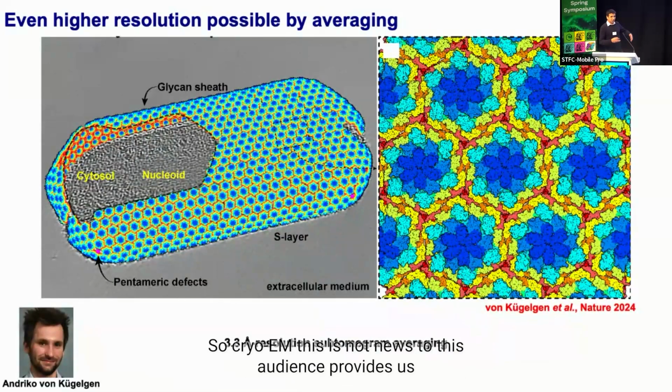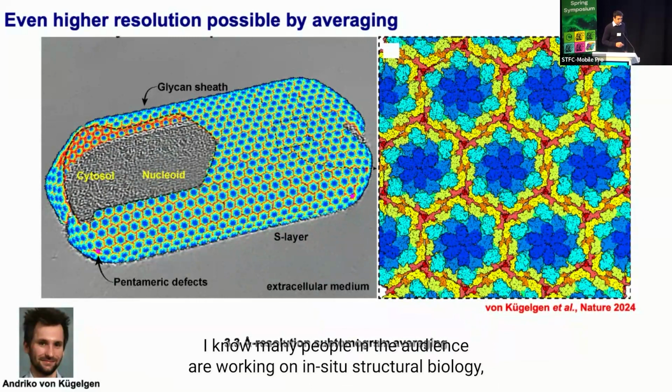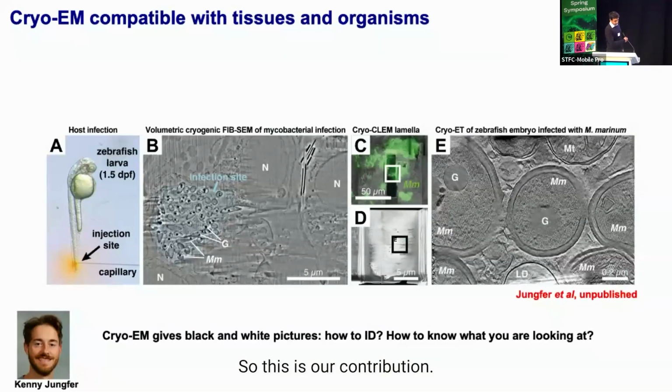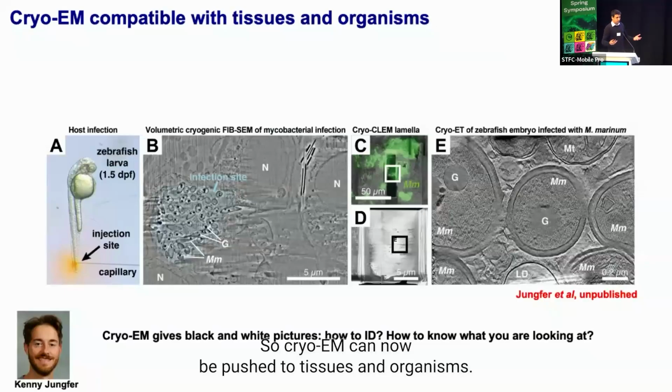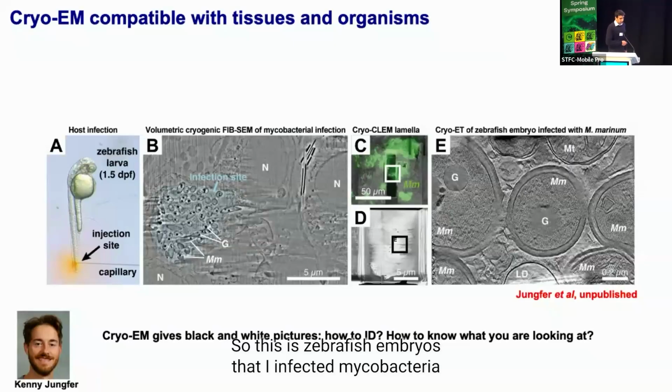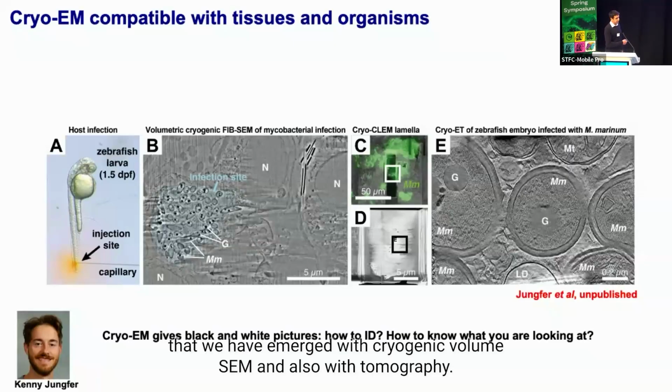Cryo-EM, this is not news to this audience, provides us with high spatial resolution pictures, which we can use to gain really high resolution information of our specimen. I know many people in the audience are working on in situ structural biology, so this is not really new to them. So cryo-EM can now be pushed to tissues and organisms. This is zebrafish embryos infected with mycobacteria that we have imaged with cryogenic volume SEM and also with tomography.